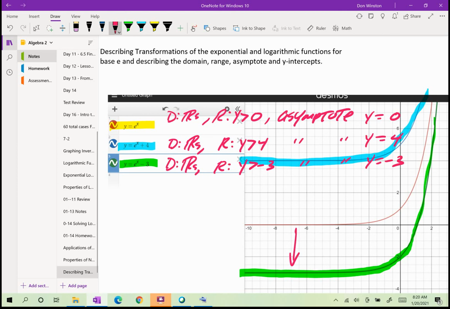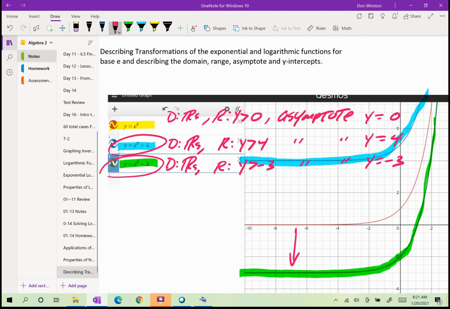So given any exponential function base e with a transformation, you should be able to indicate what happened. Did it go up or down? And then the domain, range, and the asymptote. You should be able to describe that.